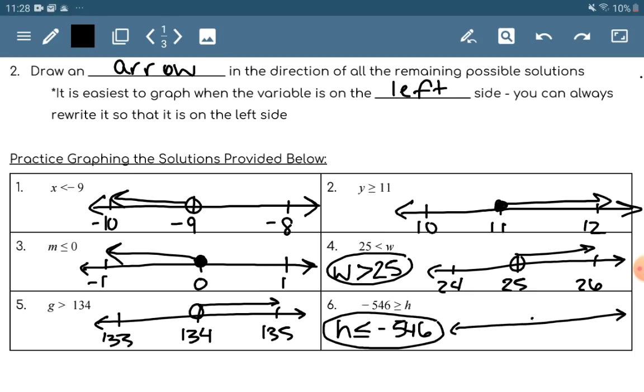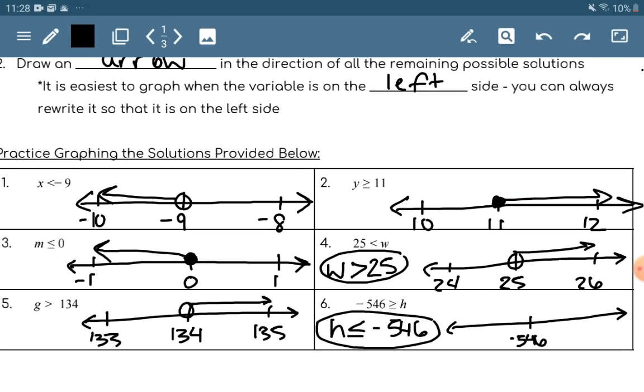Draw in your number line, your solution of negative 546 in the center, one number larger, negative 545 to the right, one number smaller, negative 547 to the left. Since it's less than or equal to, I color it in, or equal to tells me to color it in. And since my inequality is pointing to the left now that I rewrote it, so should my arrow.